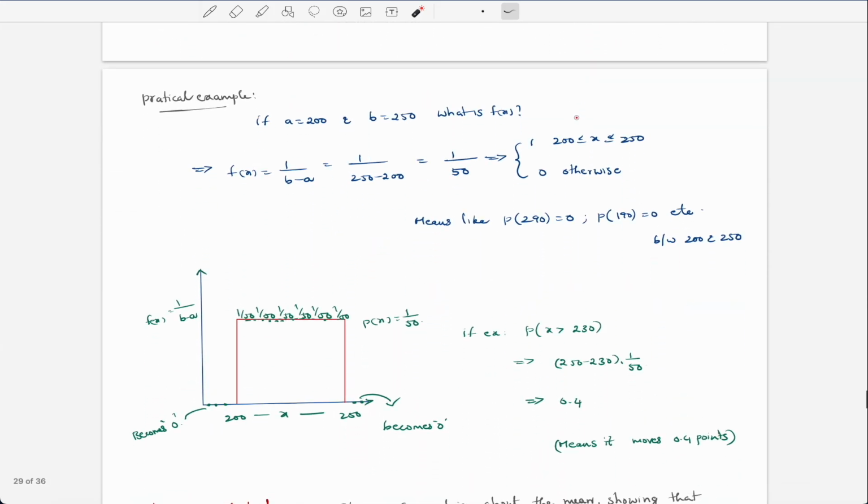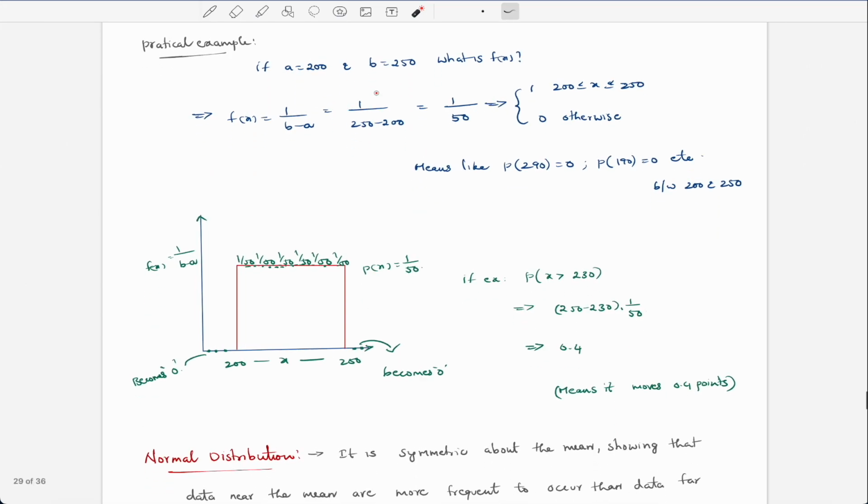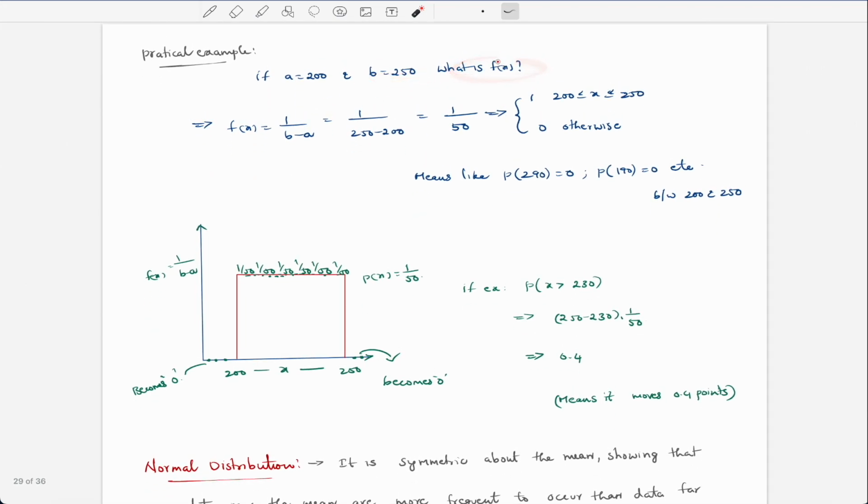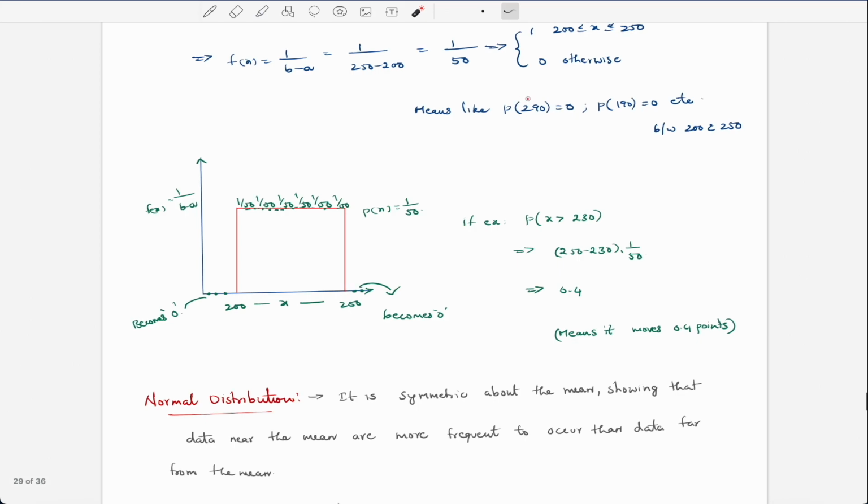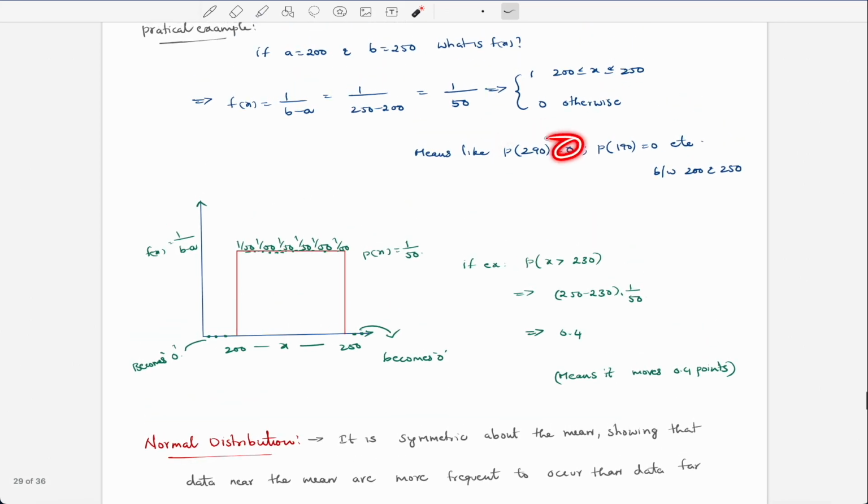I just wanted to give a practical example. If a is equal to 200 and b is equal to 250, what will be f of x? We have the formula, right? f of x is equal to 1 by b minus a. We simply substitute these values and we get 1 by 50, right? So it is 1 by 50 when x is between 200 and 250, otherwise it will be 0. If x is 290, it will be 0, and if it is less than 200, like 190 or 180, it will be 0. It has to be between 200 and 250, right?